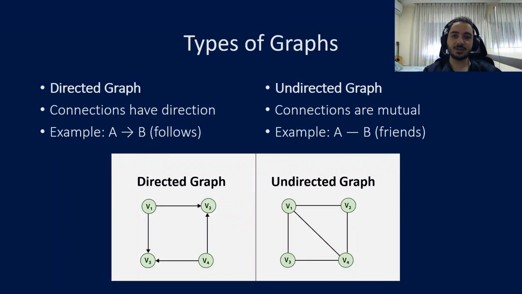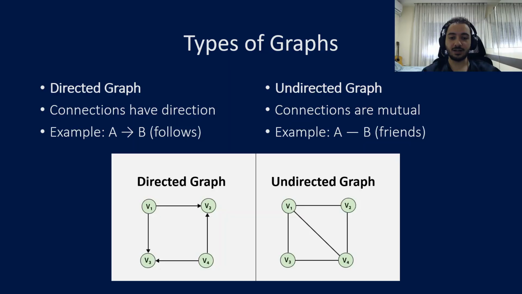There are different types of graphs that we can use to represent social networks. So, in a directed graph, connections have a direction. For example, if user A follows user B, the connection goes from A to B. This is important because the relationship is not necessarily mutual. Just because user A follows B does not mean user B follows user A.